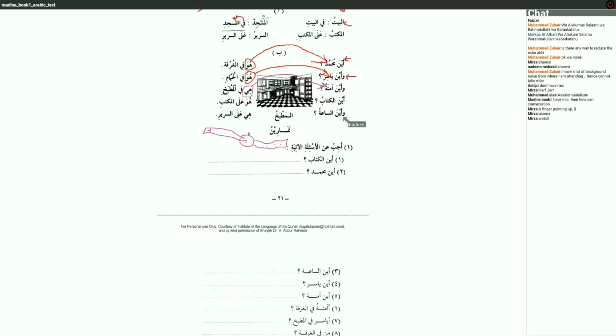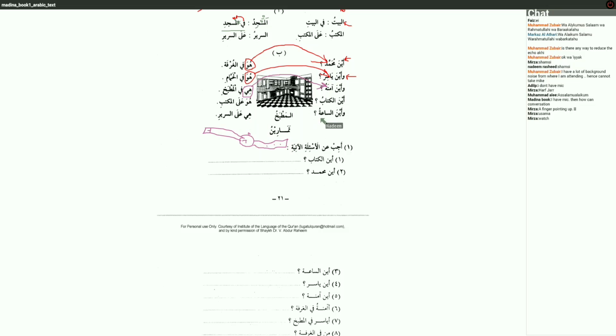As-sa'atu. Then he said, "wa ayna as-sa'atu, wa ayna as-sa'atu." This is a harf shamsi. Again, "wa ayna as-sa'atu." Here, why are we saying "hiya" here? Because of feminine.